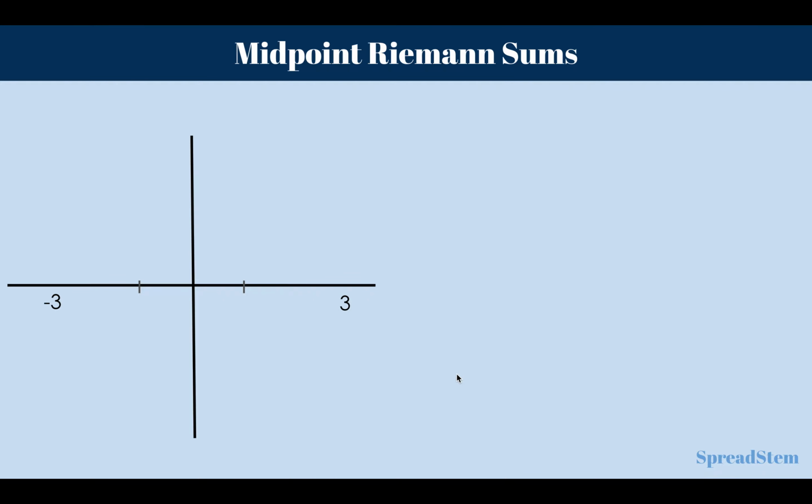Hey guys, in this video we'll talk about midpoint and trapezoidal Riemann sums, which are two more ways of approximating the area under curves. Now let's say we're given this function f of x. We want to find the area under the curve from -3 to 3. That would look something like this.